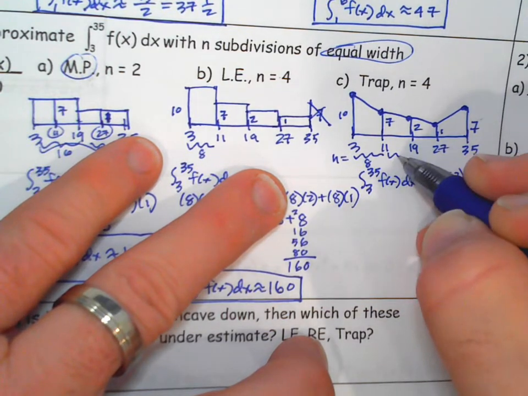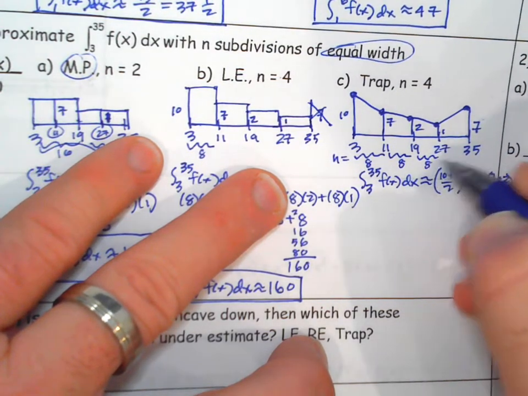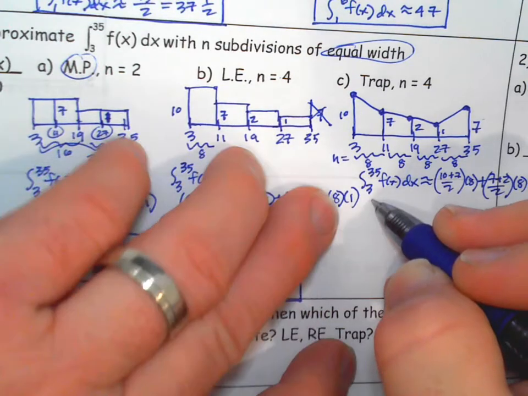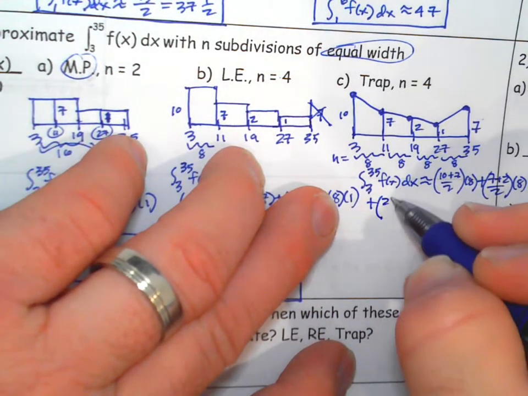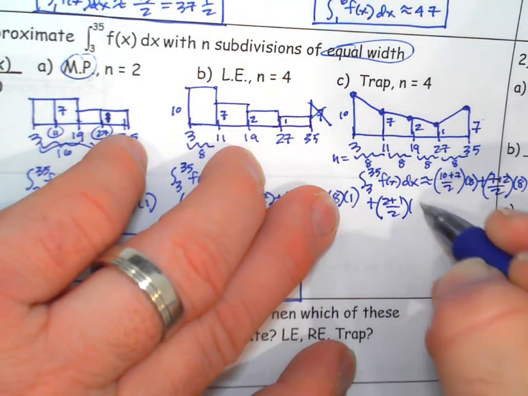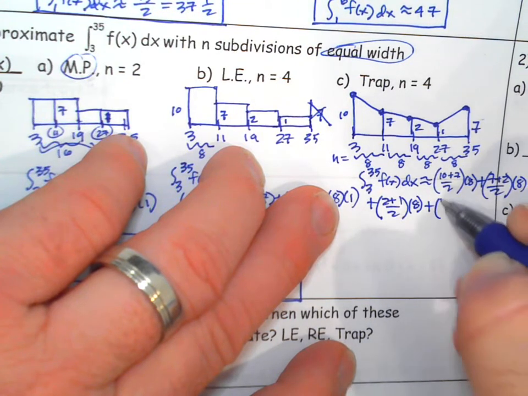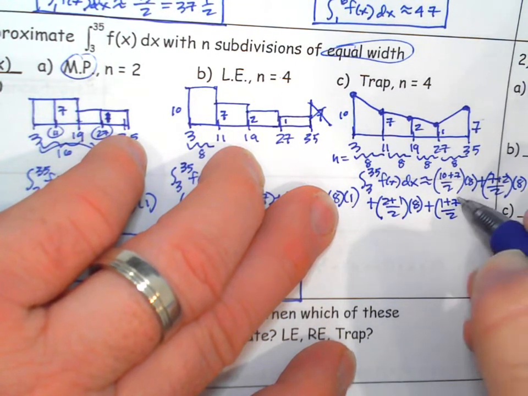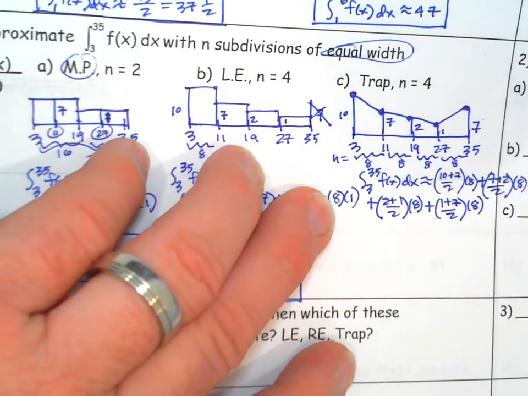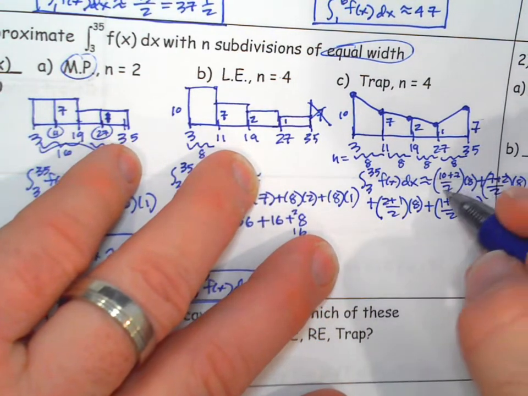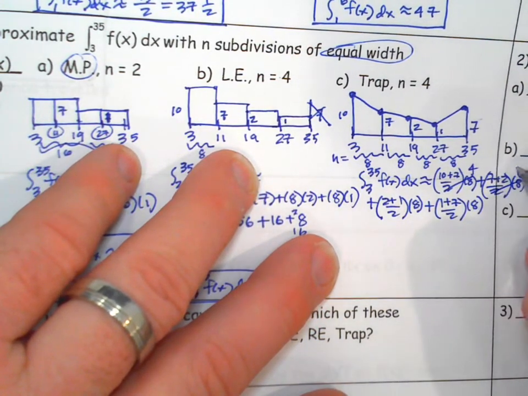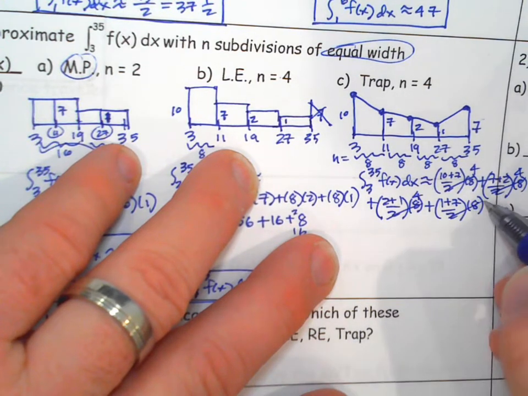I'm going to go ahead and write these down here so I don't accidentally mess up. Plus the average of the bases, 2 plus 1 over 2 times the height. And the average of the bases, 1 plus 7 over 2 times the height. That's going to be a 4, a 4, a 4, a 4.